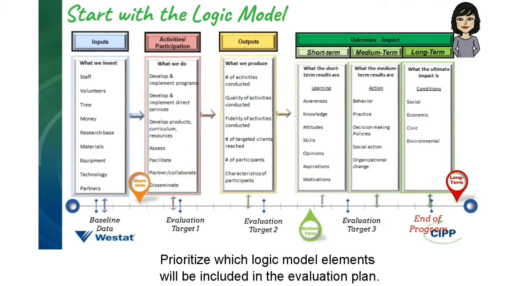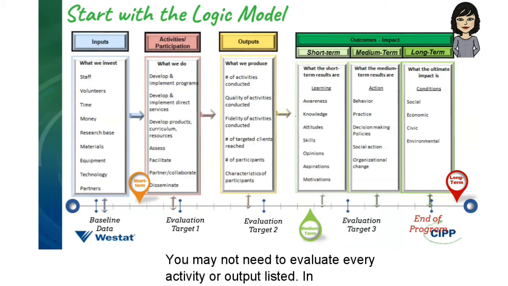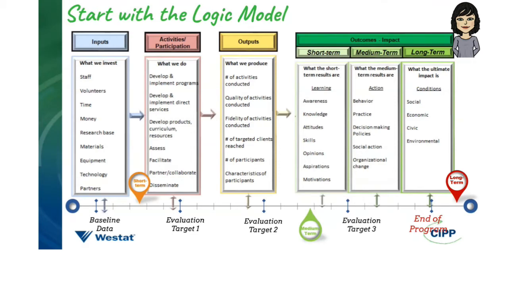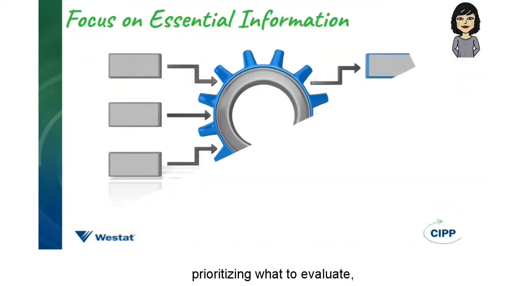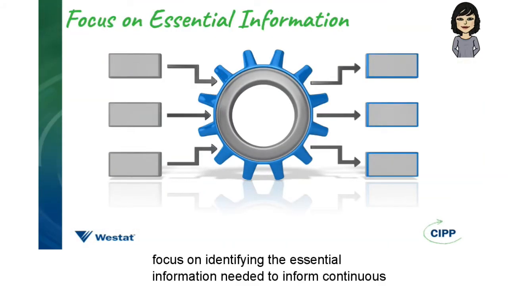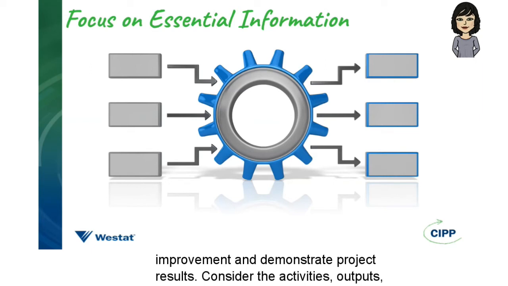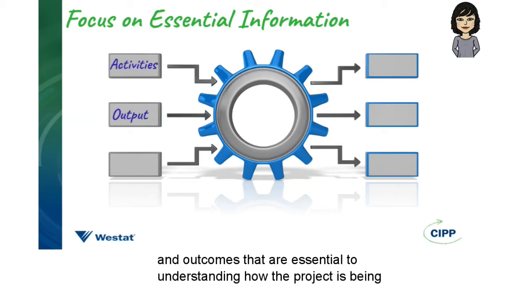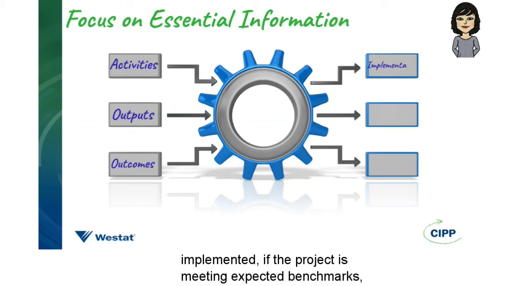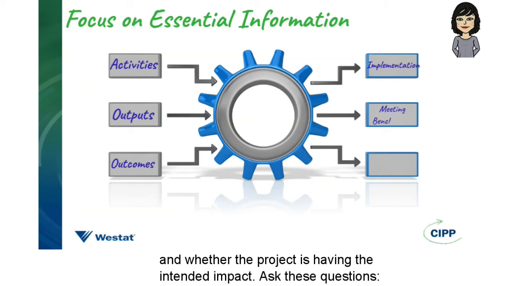Prioritize which logic model elements will be included in the evaluation plan. You may not need to evaluate every activity or output listed. In prioritizing what to evaluate, focus on identifying the essential information needed to inform continuous improvement and demonstrate project results. Consider the activities, outputs, and outcomes that are essential to understanding how the project is being implemented, if the project is meeting expected benchmarks, and whether the project is having the intended impact.